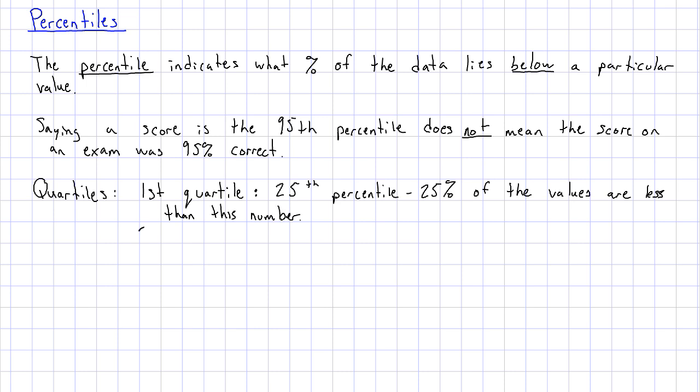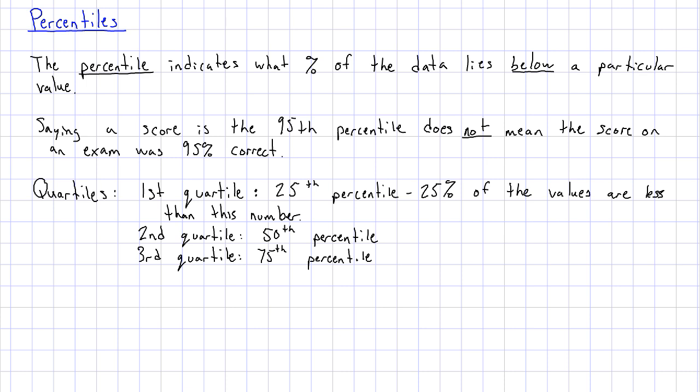And then we have the second quartile, which is the 50th percentile. And then we have the third quartile, which is the 75th percentile. So again, what we're saying here is for the third quartile, 75% of the data is less than that number, whatever that third quartile number happens to be.